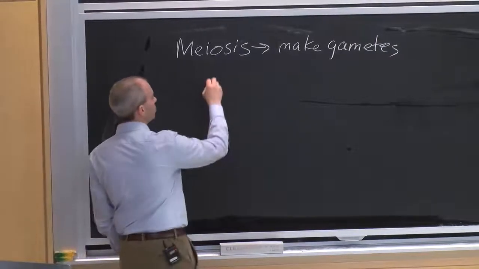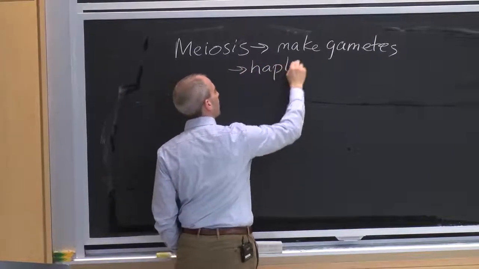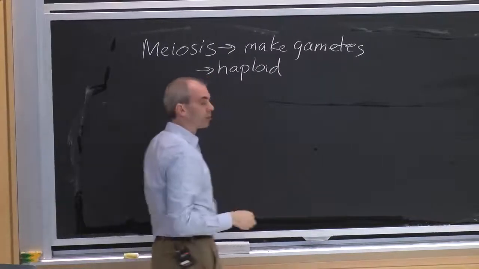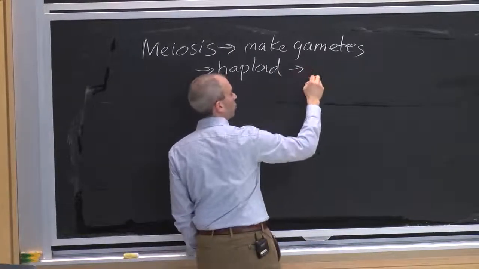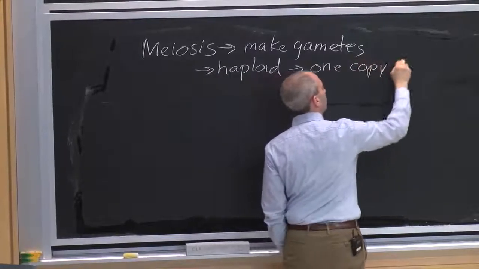And the key thing between these and most of the cells in our body is that these gametes are going to be haploid. So most of the cells in our body are diploid. There's 2 copies of each chromosome. And here, these haploid cells are going to have 1 copy of each chromosome.